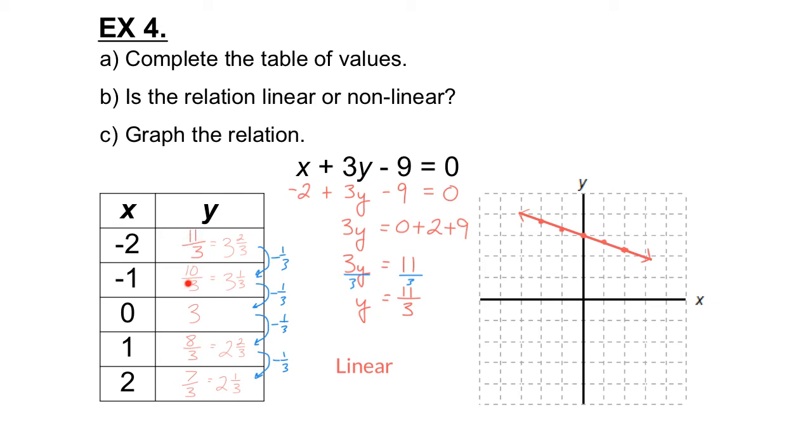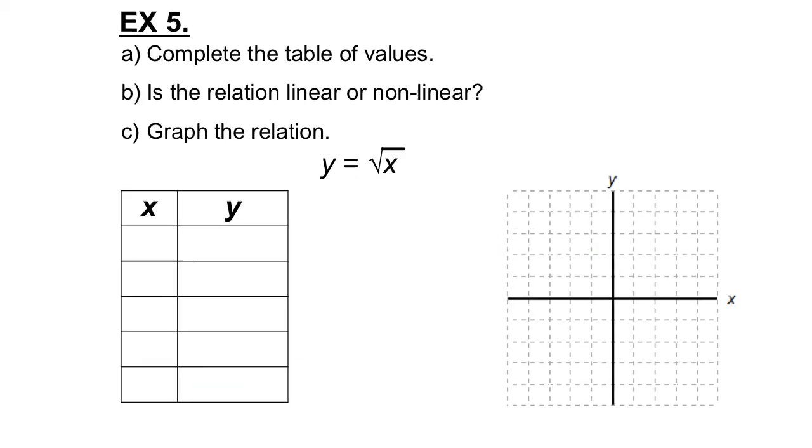Anyway, I turned all the improper fractions into mixed numbers so that it's easier to see the first differences. From here to here, we're going down 1/3 every time. Since the first differences are all equal, this is a linear relation, and I have a graph like this.